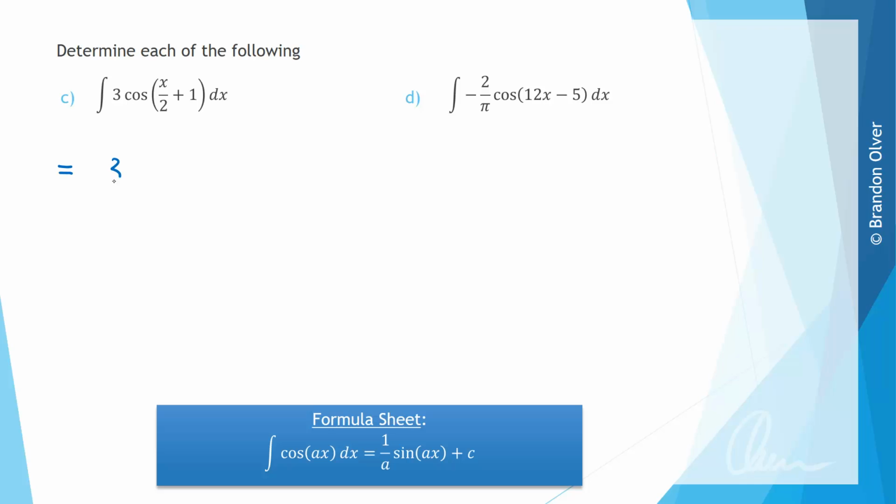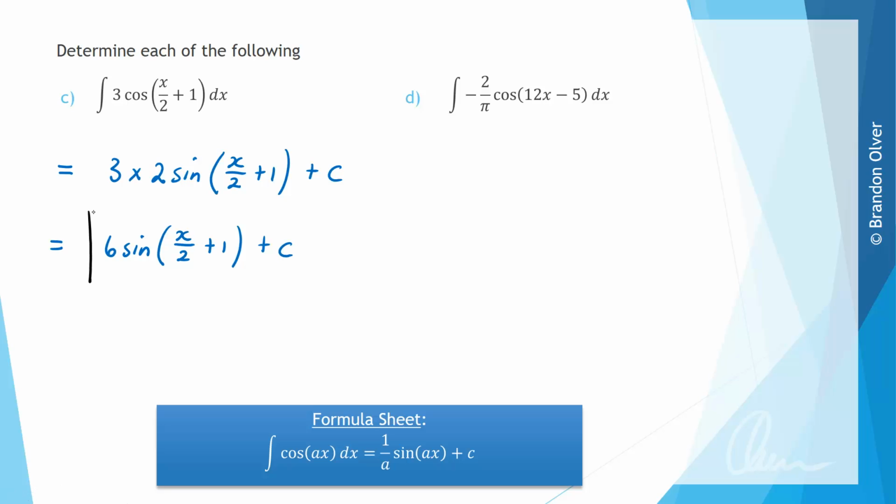So this is going to equal 3 multiplied by, and really what the instruction here is saying is to multiply sine by the reciprocal of a. In this case we have a half, and its reciprocal is simply 2. So we have 3 times 2 sine of x over 2 plus 1 plus c. And that's the constant of integration that needs to be included. So this simplifies to 3 times 2 is 6, times sine of x divided by 2 plus 1 plus c. So that is the answer to part C of this example.